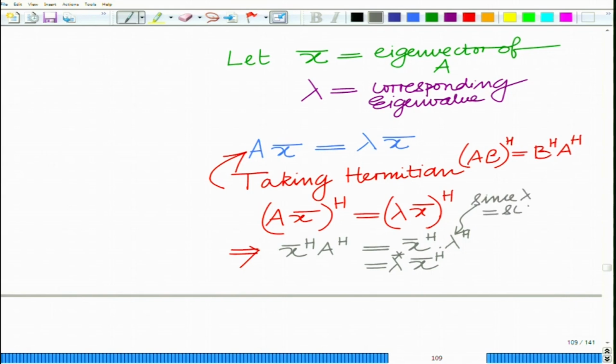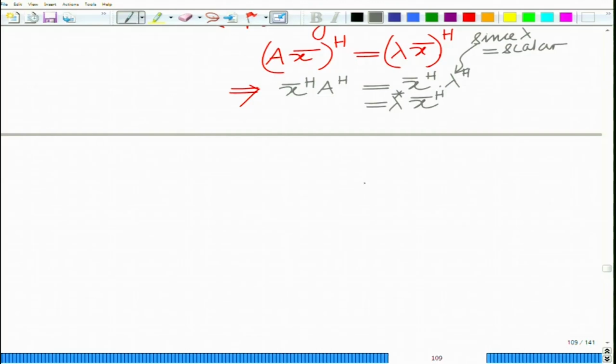Since lambda is a scalar quantity, that is, lambda is simply a number, for a simple number the Hermitian of the quantity is simply taking the complex conjugate. Okay. And now we have this property, x bar Hermitian A Hermitian equals lambda conjugate x bar Hermitian. Now we multiply on the right by x bar. So, this implies x bar Hermitian A Hermitian x bar equals lambda conjugate x bar Hermitian x bar.